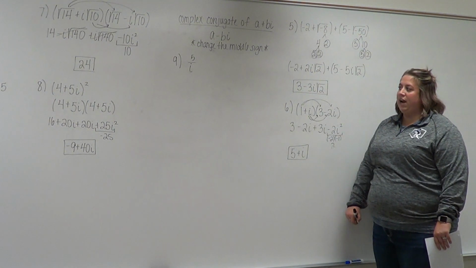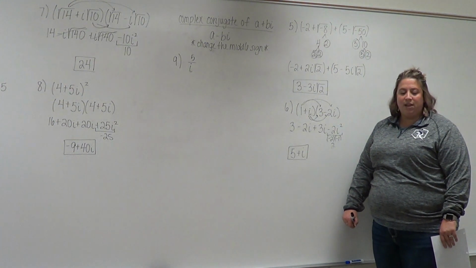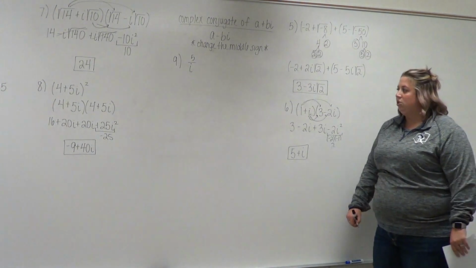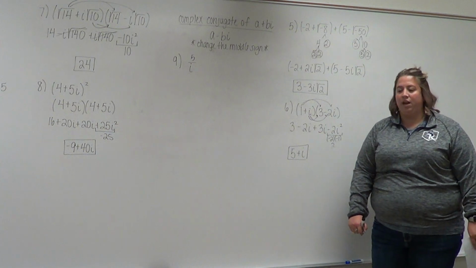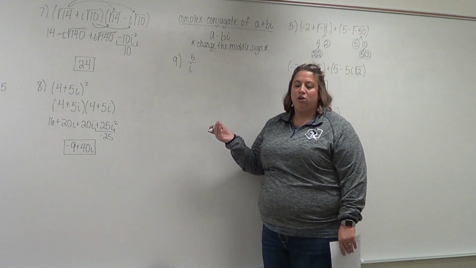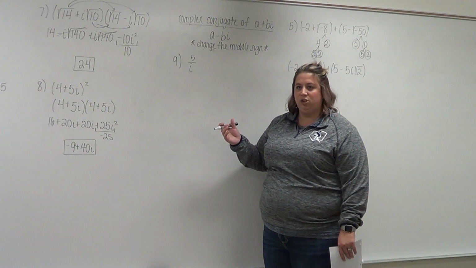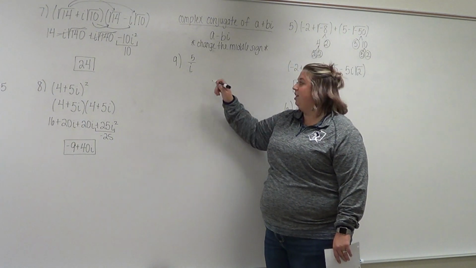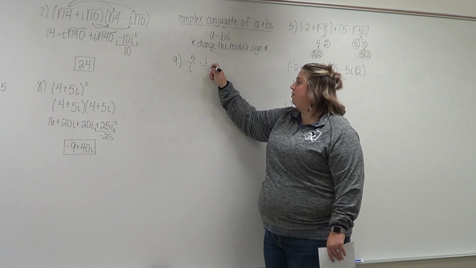Okay, now when you're dividing and there's just an i on bottom, that doesn't have a conjugate. So like if I want to simplify number 9, that would be like if I had it over square root of 2. You would just multiply top and bottom by square root of 2. Since this is an i, you're going to multiply top and bottom by i.